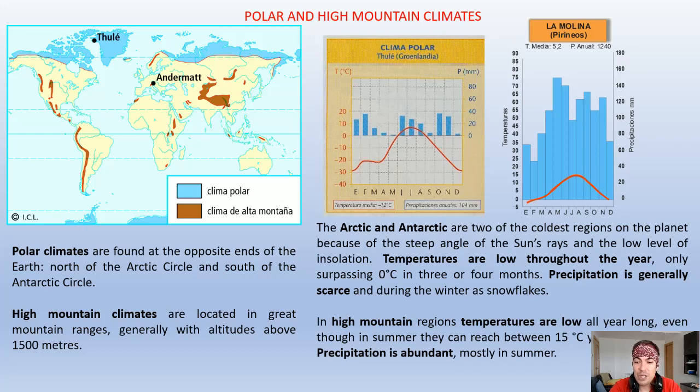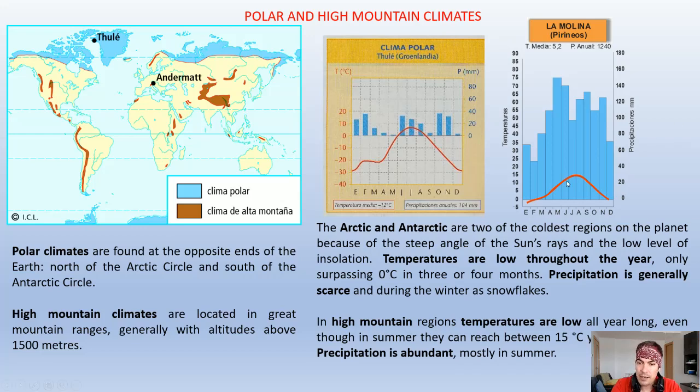So temperatures are low throughout the year. Look at the temperature line, which is mostly below zero, and they only surpass zero in 3 or 4 months a year. For example, in this place, only in June, July, and August. It is above 0 degrees here. Okay, precipitation is generally scarce, very few, and during the winter as snowflakes.